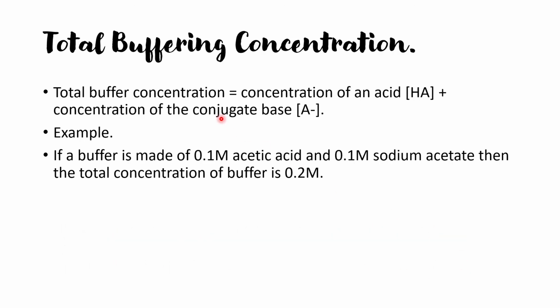And there is also something called the total buffering concentration. The total buffering concentration is the concentration of an acid plus the concentration of its conjugate base. For example, if a buffer is made of 0.1 molar acetic acid and 0.1 molar sodium acetate, also known as the acetate buffer, then the total concentration is just the addition of both, which is 0.2 molar.